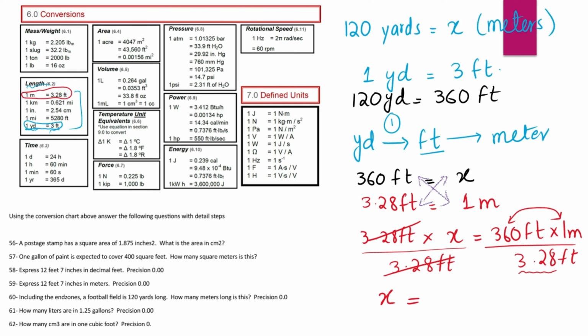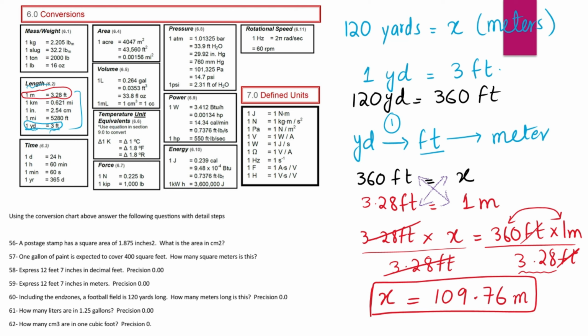So it is equal to 109.76. On the right hand side you can see feet will be cancelled by this feet, and only the meters will be left. So you can write m for meters. So this is your value.